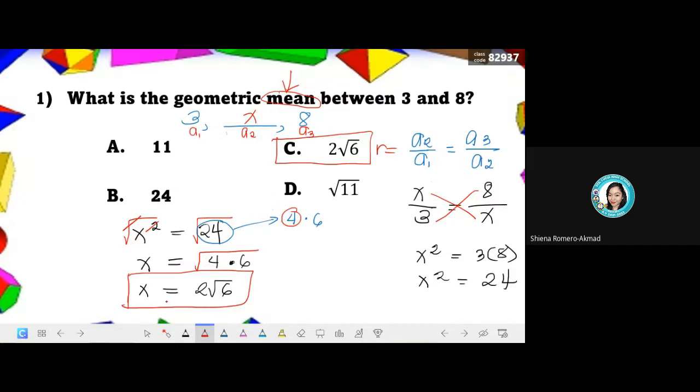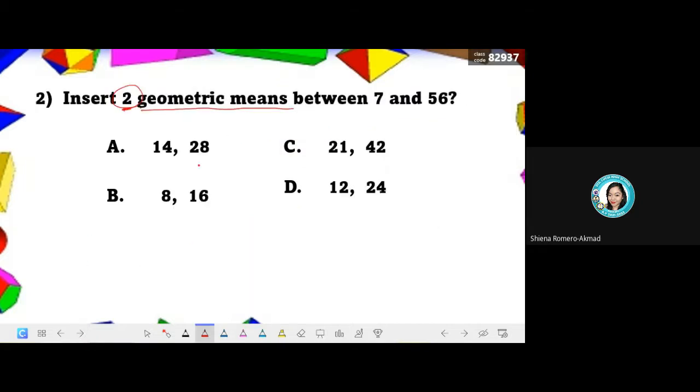And you can't get those two if you use this formula. That's why there is another formula that will be introduced, one that can solve for the ratio itself so we can get the terms in between 7 and 56. So what we're going to do is insert two geometric means between 7 and 56. And to do that, we have to look for the ratio first.